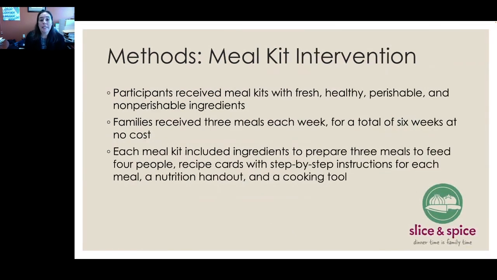So participants received meal kits with fresh, healthy, perishable, and non-perishable ingredients. And the ingredients were pretty much already prepared for them. So if there was a vegetable that needed to be chopped, it might already come chopped. If they needed a specific spice, maybe a teaspoon, it was measured out for them already.